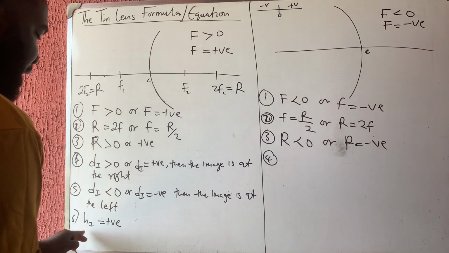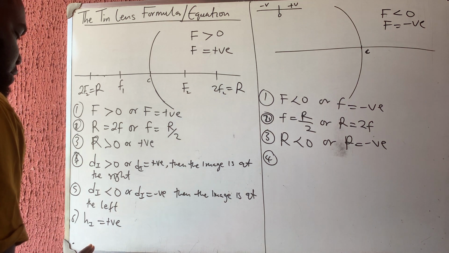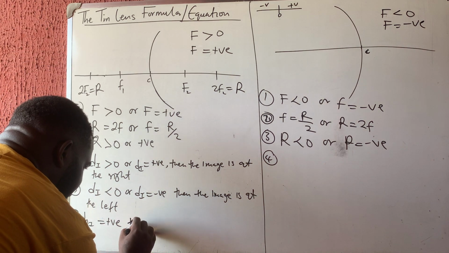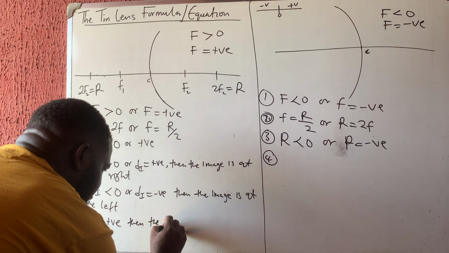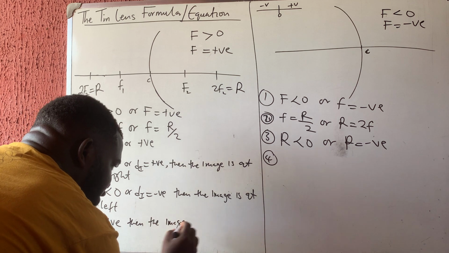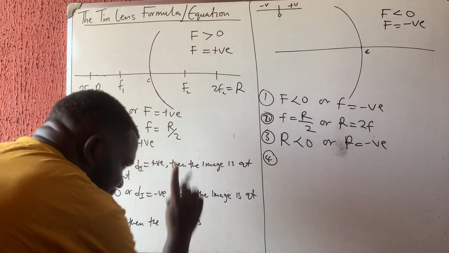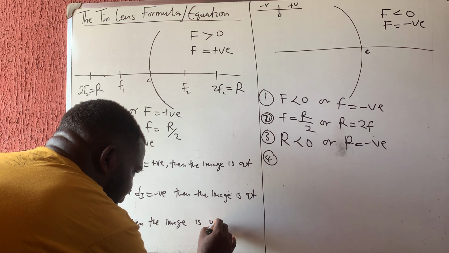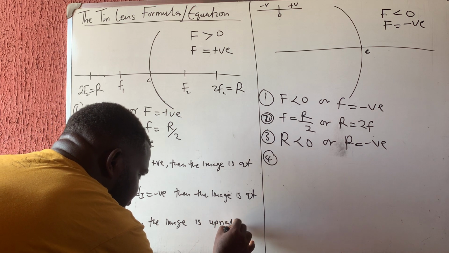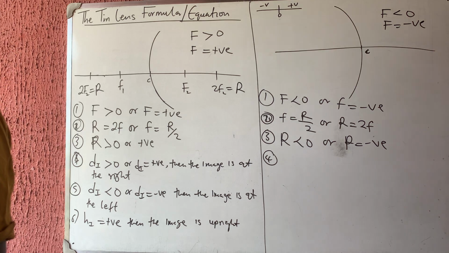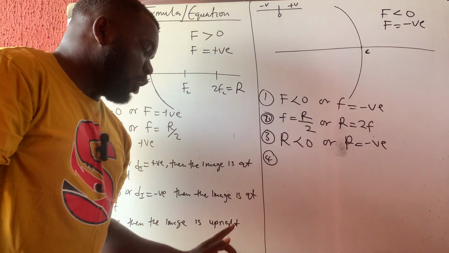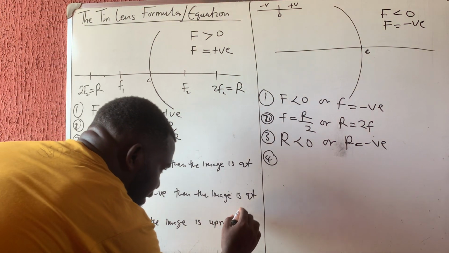So if the image height is positive, then the image is upright. And you know that for a concave lens, if it is upright, then it will be virtual as well. It is virtual.